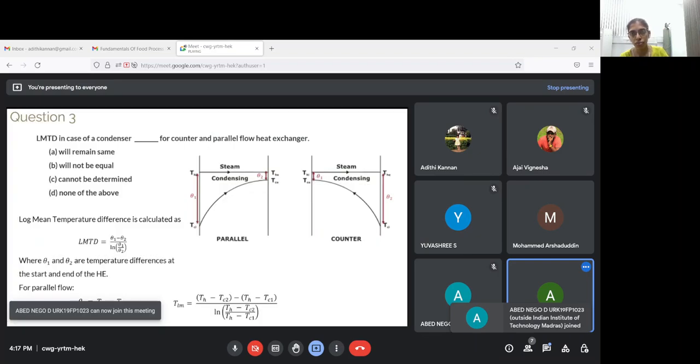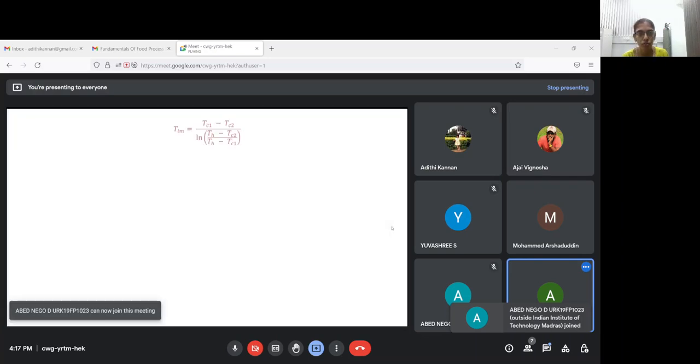So if you see in the counter flow, what your theta 1 is Th minus Tc2. Okay, so whichever is entering first, like say if you are entering, the temperature at which the fluid enters is always 1, and the temperature at which the fluid always leaves the heat exchanger can be considered as 2. So this is Th, this is Tc2, this is Th, this is Tc1, because this is where the cold fluid enters. So theta 1 is Th minus Tc2, theta 2 is Th minus Tc1. Okay, so this is for a counter flow.